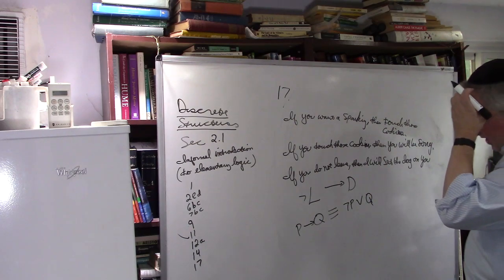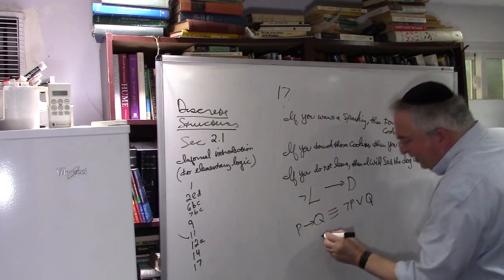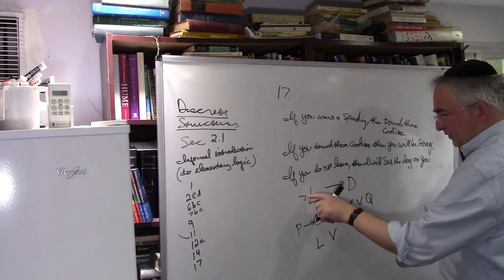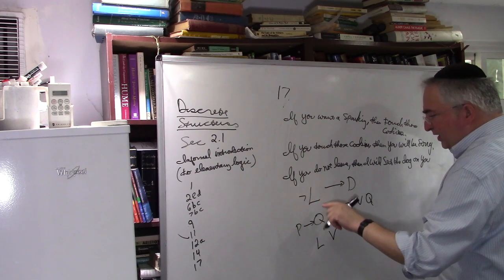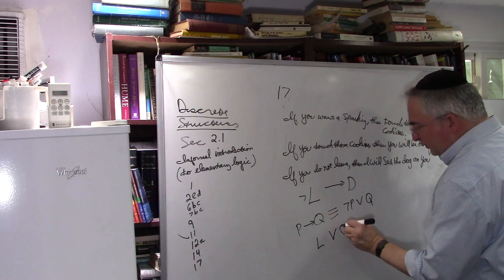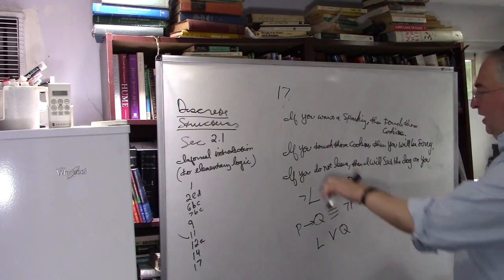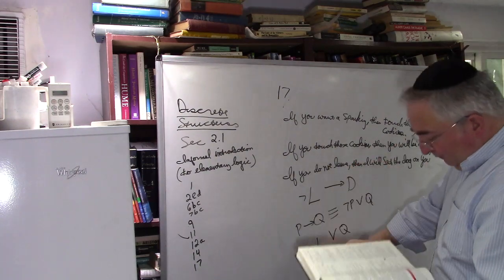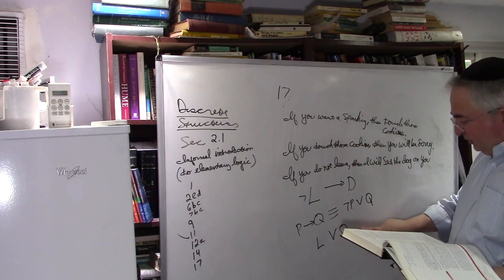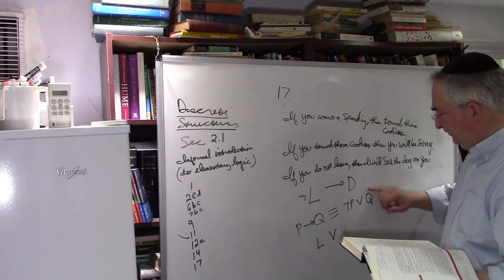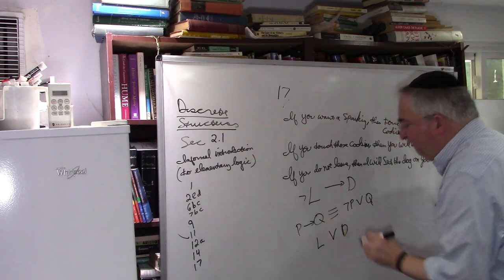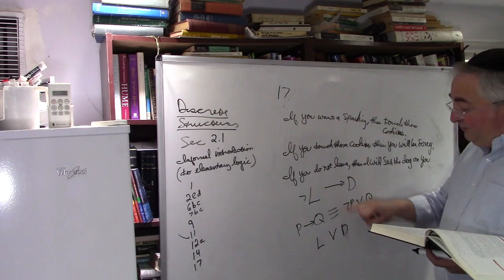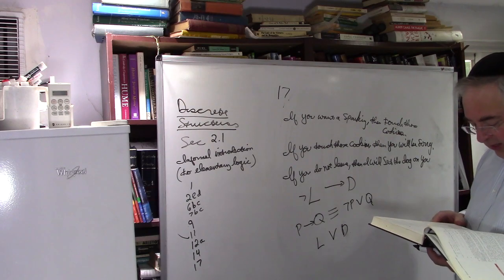So let's do this. This is L or, I'm taking the negation of that, not, or Q. So, two ways of saying it. If you do not leave, then I will set the dog on you. Let me read the original statement: you leave, or I will set the dog on you. Sorry, this should be a D. So this is two ways of saying the same thing. But they want it as an if-then statement. So that's what we did.